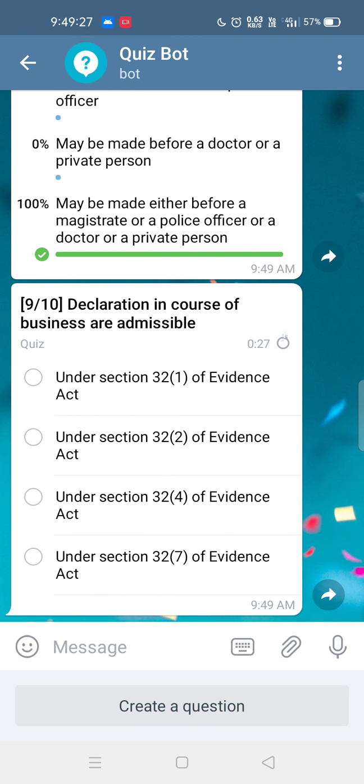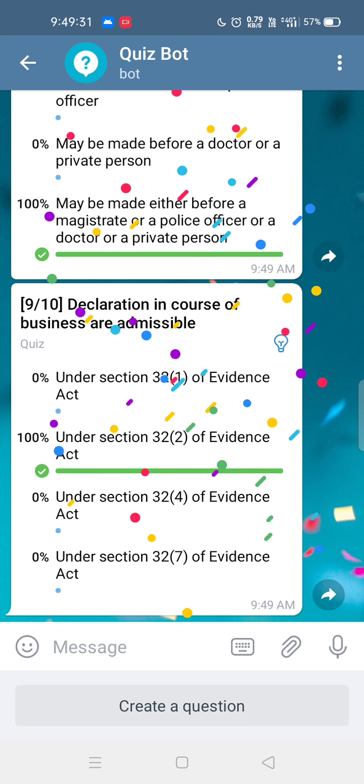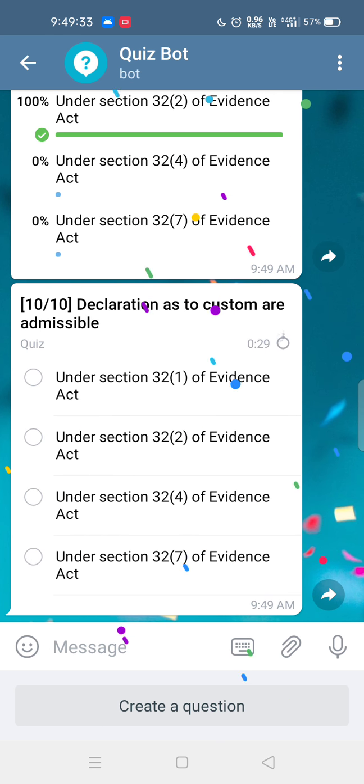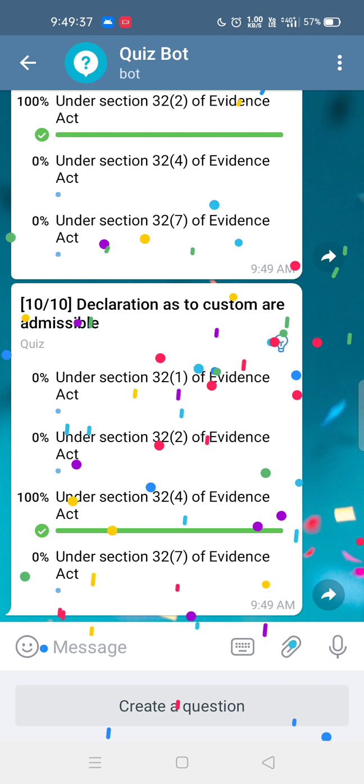Declaration in course of business are admissible under which section? Section 32, subsection 2 of Evidence Act. Declaration as to custom are admissible under Section 32, subsection 4 of Evidence Act.